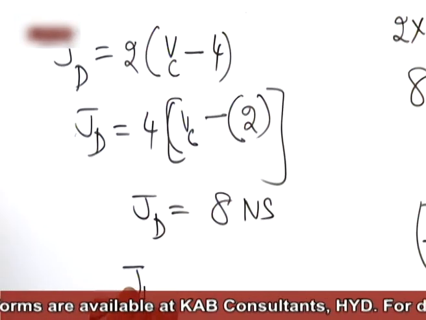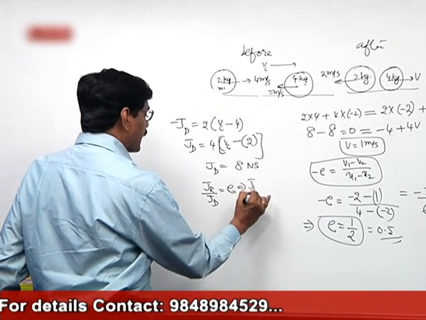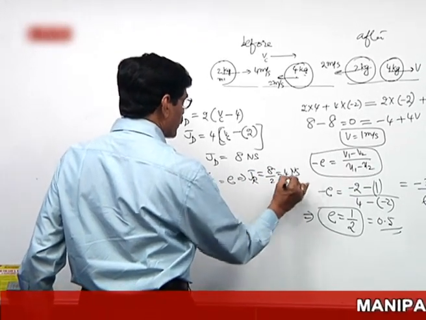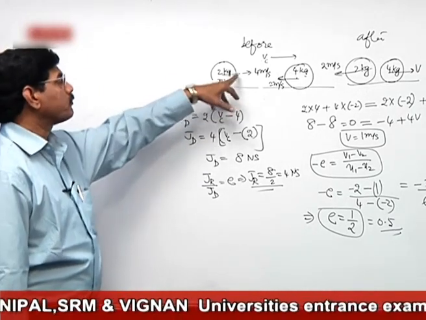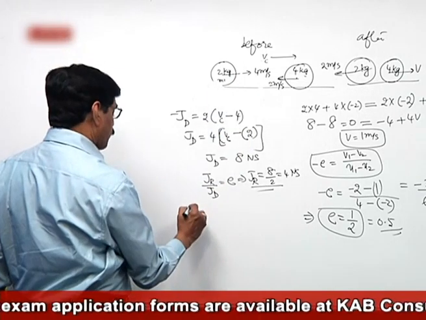JR by JD is equal to E, implying JR is equal to 8 by 2, that is 4 Newton second, the impulse of reformation. Then what is the maximum energy of deformation? What is the energy of deformation?